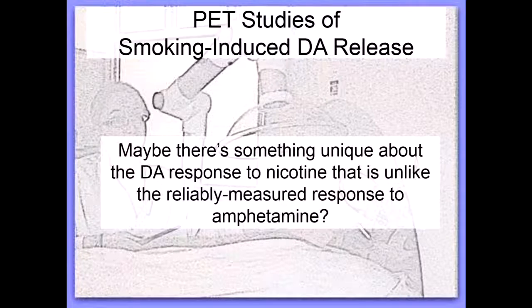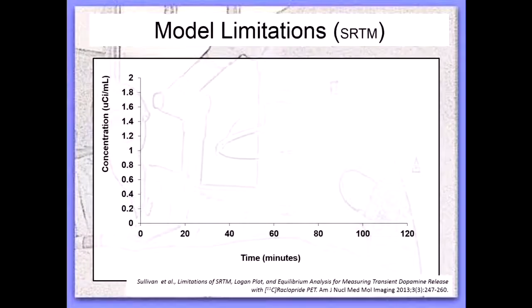Okay, so at this point I would like you to think, geez, maybe there's something a little bit different about the effect of nicotine on the dopamine response that's unlike the classic challenge that you associate with PET studies, which is amphetamine intended to raise dopamine. All right? And what could it be?